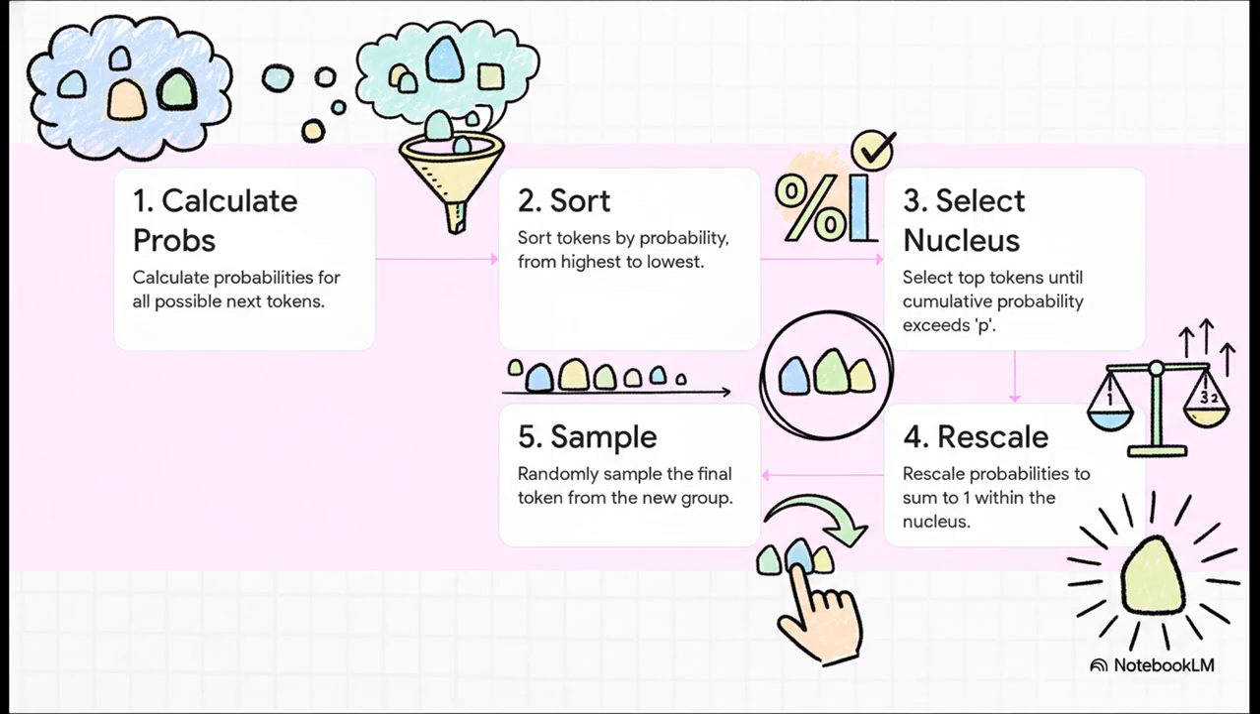Well, it's a pretty neat 5-step process. The model gets its probabilities and sorts them from most to least likely. Then it starts adding them up from the top until their combined probability hits the number you set, say 90%. That small group becomes the nucleus. The odds are then recalculated just within that group, and the final word is picked from there.